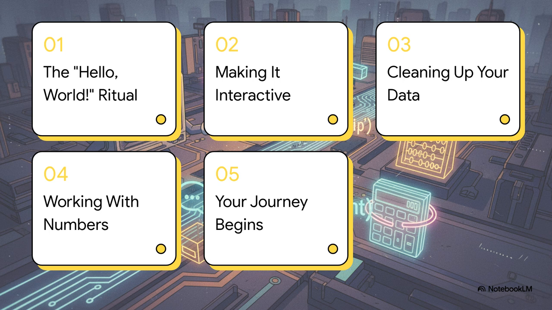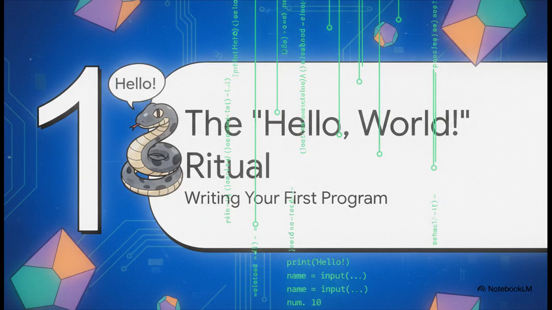So here's our plan for today. We're going to start with the classic Hello World. It's like a rite of passage for every single programmer. Then we'll make things a little more interesting, make our program interactive. After that, we'll learn how to handle messy data, play around with some numbers, and then we'll wrap up by looking at everything you've just learned. All right, it's time to write some code.